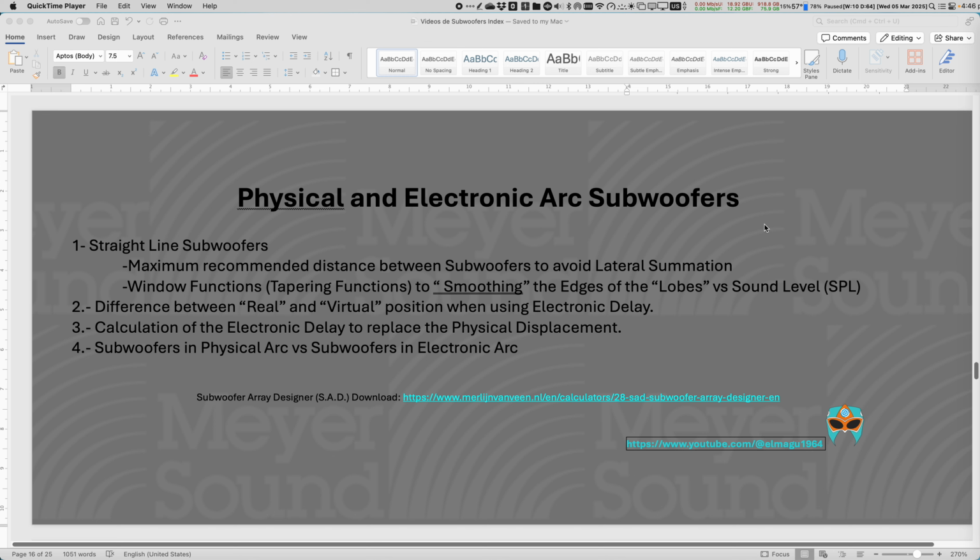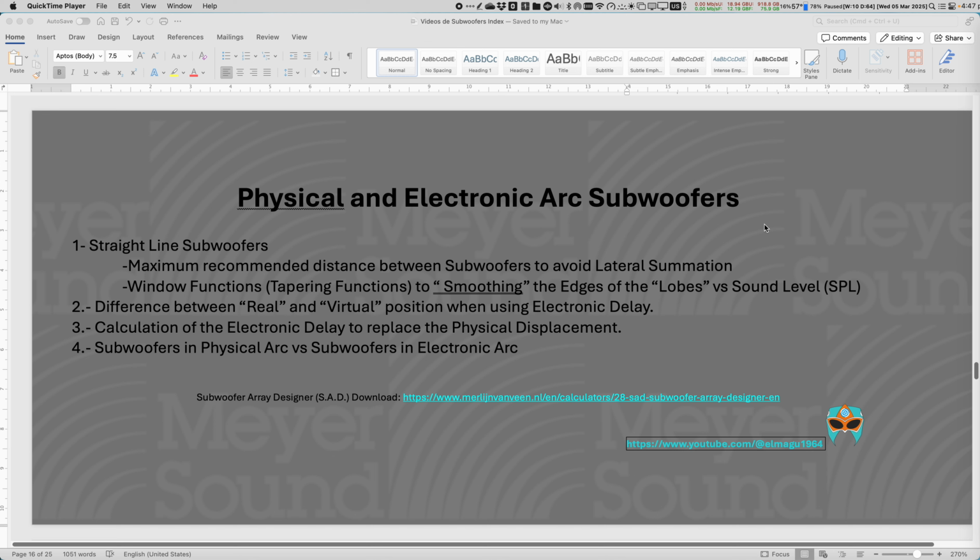The second part that we will explain is about something called window functions, or also called tapering functions, whose intention is to smooth the side lobes in the edge of the directivity of the system. However, we will see that the use of window functions will have consequences in the intended sound pressure level, and it is your final decision if you want to use window functions or not.